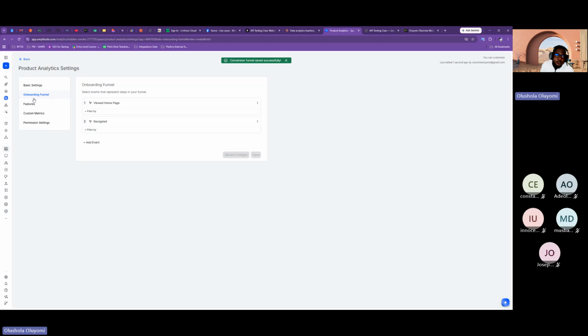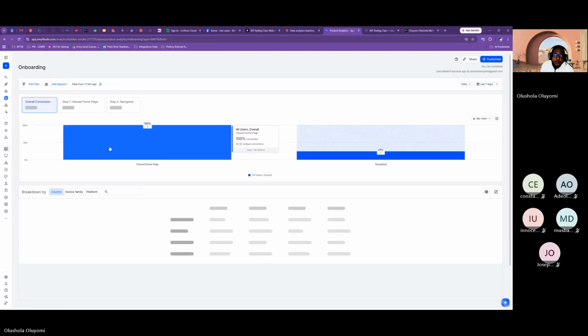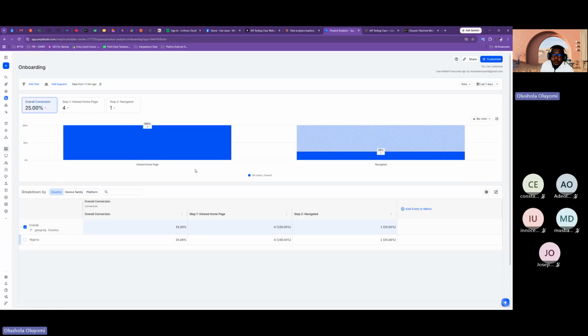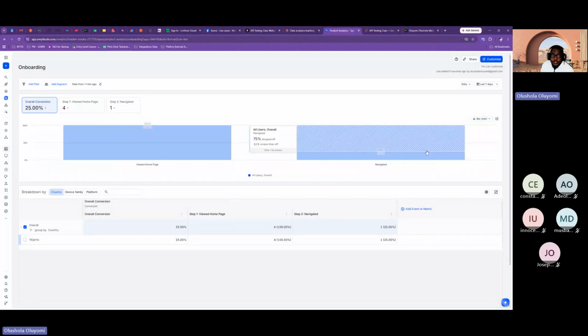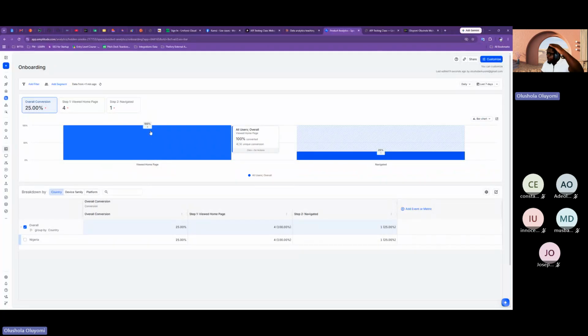Yeah, let's try and see if it works. Right. Can you see? I don't know why their UI is like this, but usually the funnel is always a fantastic one. So, but you can see from here, this is 100%. Remember the diagram I showed you?